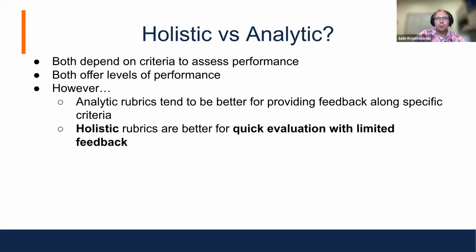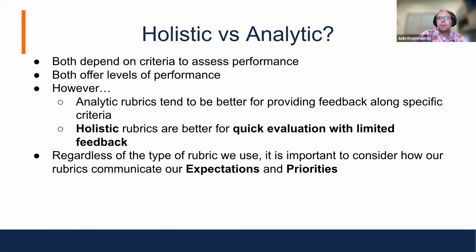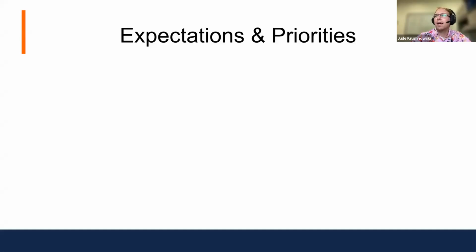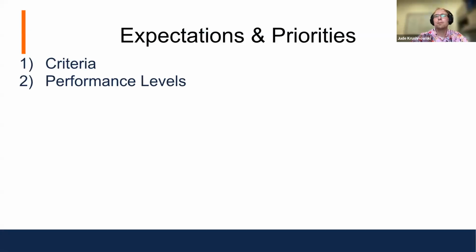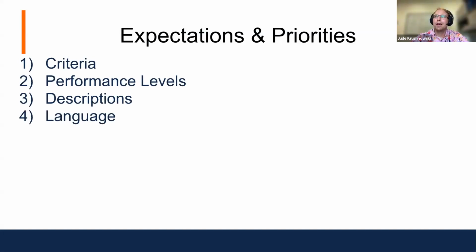And no matter which type of rubric you use, your rubrics will communicate your expectations for your students, and your priorities for your students. And so we're going to be looking at those expectations and priorities and how our rubric design affects what we're saying to our students, what we're prioritizing in our classroom and in their learning. All right. So we're going to take a look at a number of things. We're going to look at criteria, performance levels, descriptions, and language.